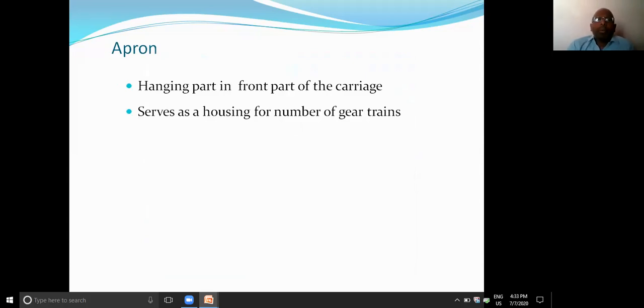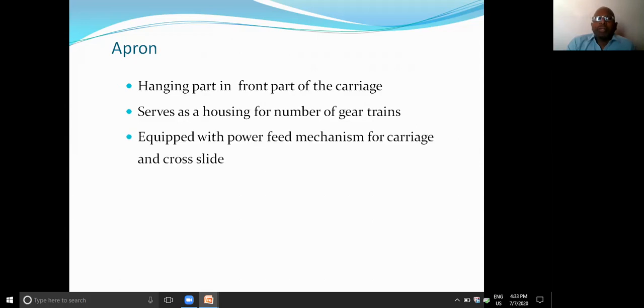So this particular apron is the hanging part in front of the carriage. It serves as a housing for a number of gear trains. The operator generally stands exactly in front of the apron. In order to engage the carriage to the lead screw for thread cutting operations, this apron is very useful. It also serves as the housing for a number of gear trains.